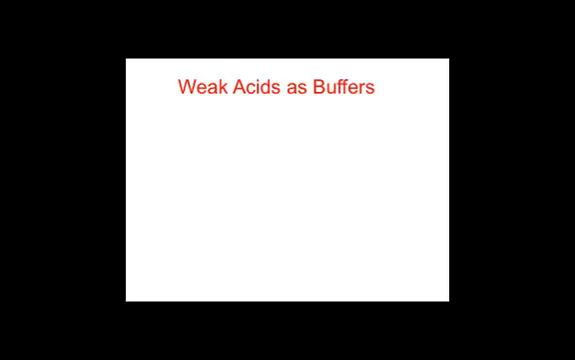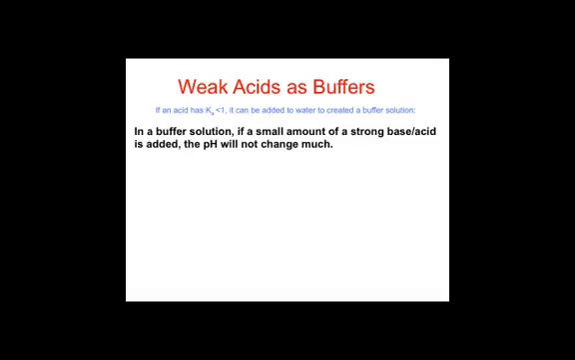So now we're going to talk about the basic idea of what a buffer is, and we're going to use the example of weak acids as buffers. You could also have weak bases as buffers, but we're just going to go through weak acids, and then the same concept applies for weak bases. You just flip acid and base. So this K has to be less than 1, the weak acid that is, to make a buffer solution.